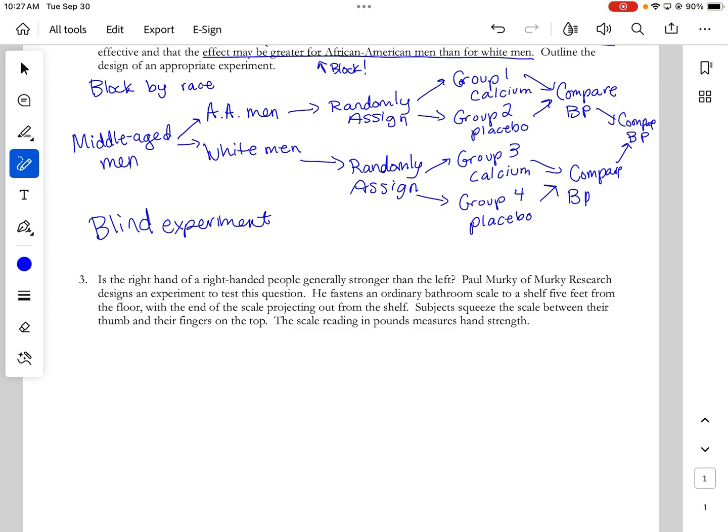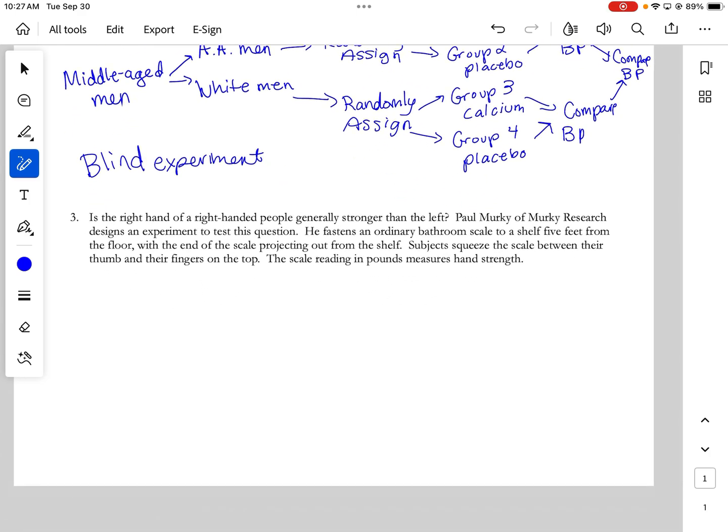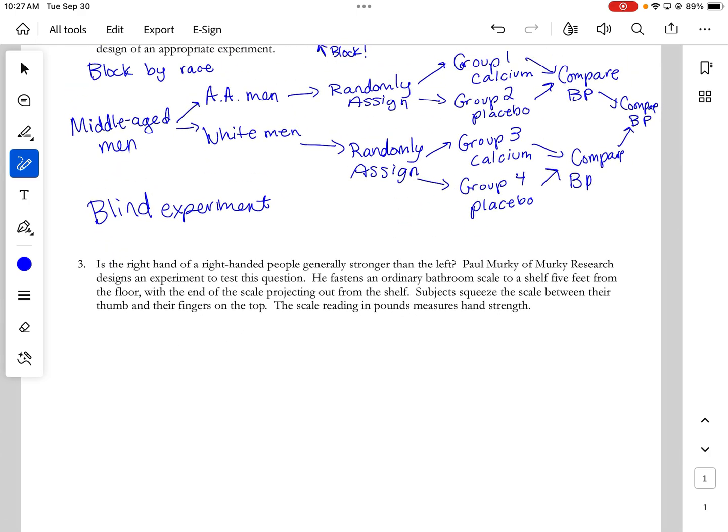All right, number 3. Is the right hand of right-handed people generally stronger than the left? Some guy designs an experiment to test this question. He fastens an ordinary bathroom scale to the shelf 5 feet from the floor, with the ends of the scale projecting out from the shelf. Subjects squeeze the scale between their thumb and their fingers on top. The scale reading in pounds measures hand strength. Interesting. So, what would we want to do on this?